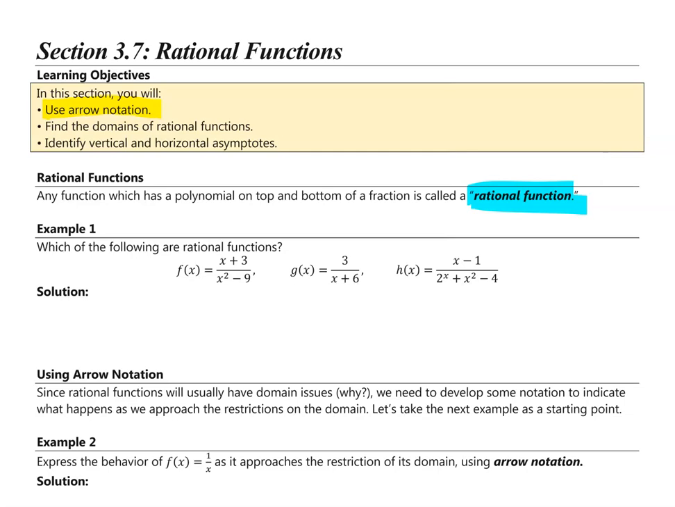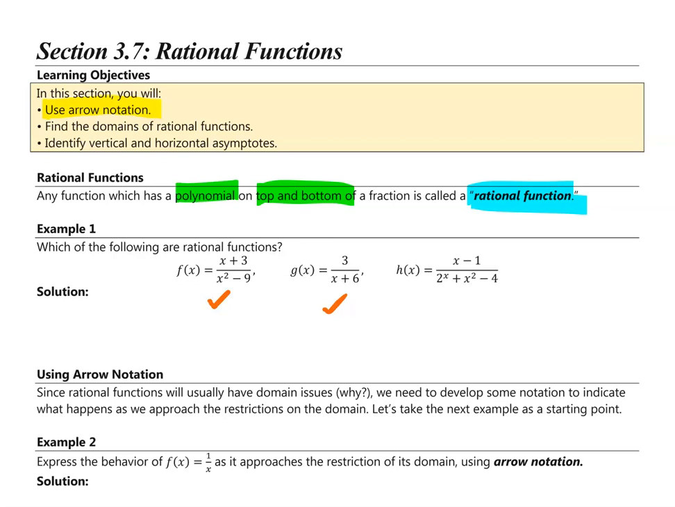Example number 1, which of the following are rational functions? So don't forget a polynomial on top and bottom. The first one, f of x equal to x plus 3 over x squared minus 9. Look at the numerator and the denominator. Those are polynomials, so this is a rational function. Next one, g of x equal to 3 over x plus 6. Yes, this is also a rational function.